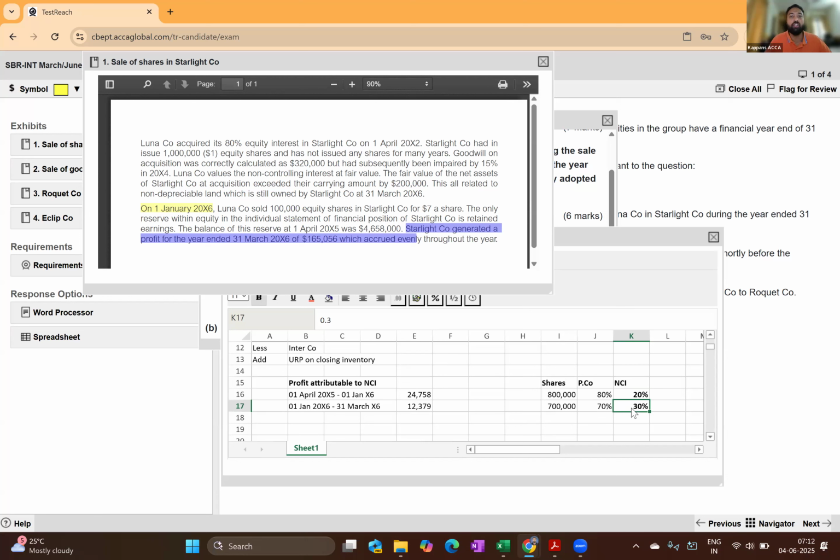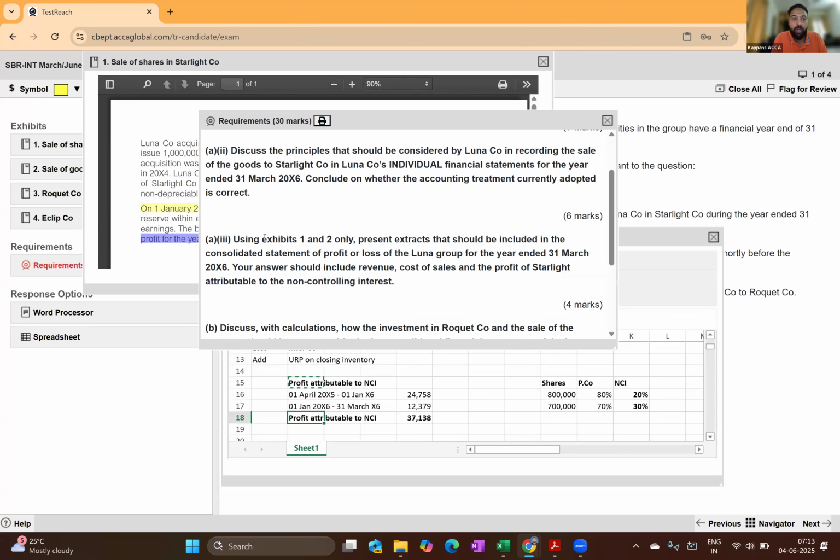So the percentage of NCI is changing. That is why we are time proportioning it and multiplying with the share of profit of NCI. So that's it. The 9-month 20% share and the 3-month 30% share, the profit attributable to NCI is 37,138. That was one of the requirements asked in A3. Your answer should include revenue, cost of sales, and profit of Starlight attributable to non-controlling interest. Profit of subsidiary company attributable to non-controlling interest, we have answered that particular portion.